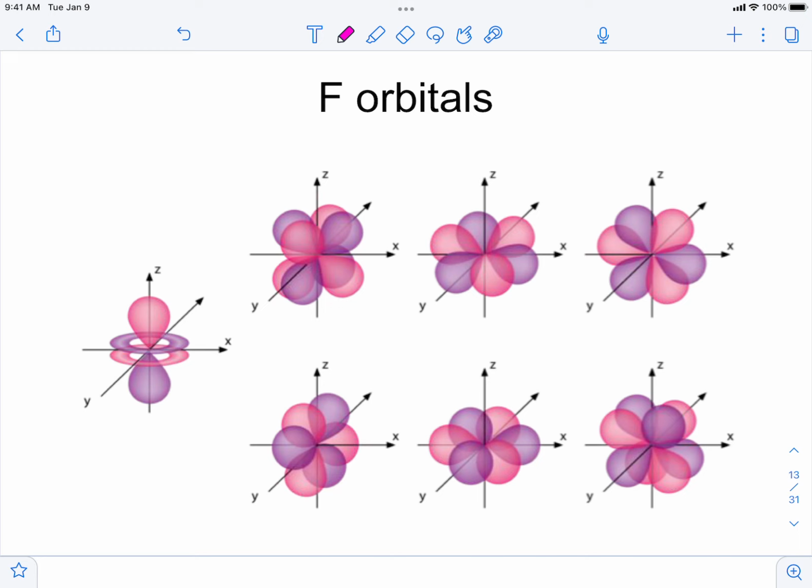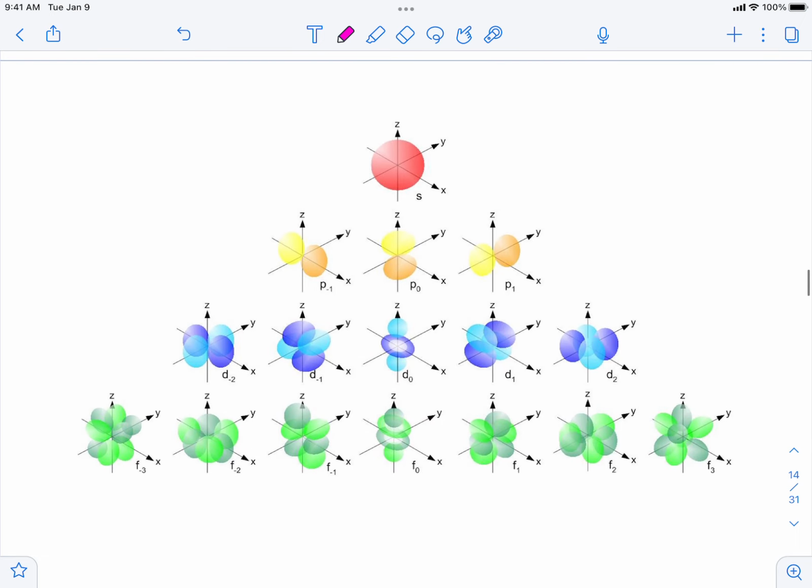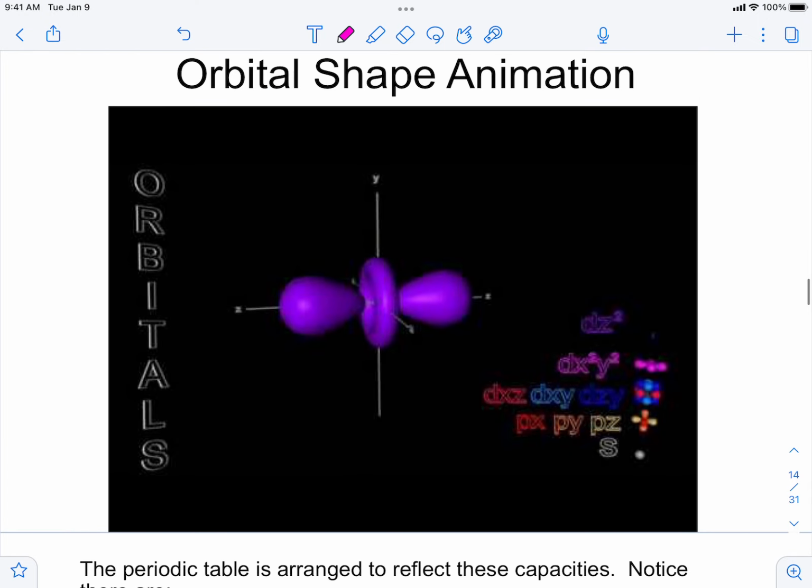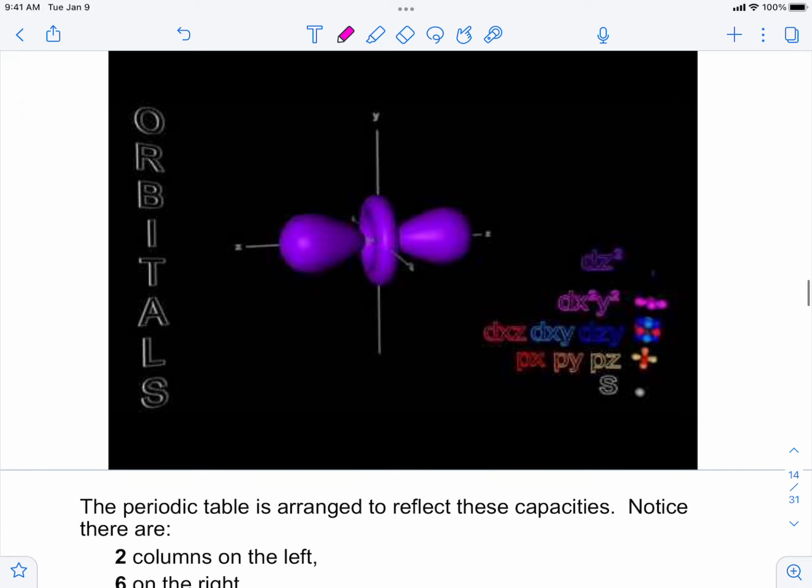F's, predictably, get even crazier, and so each orbital in F is even more fractured and more splintered than we saw before. Again, it's not the point. The main point is that there's 7 orbitals and each one holds 2 electrons. Okay, so here's them all, kind of a hierarchy from simplest to most complicated. The animation is not going to show up in my notability here, but it's okay. We'll place the link in the video.